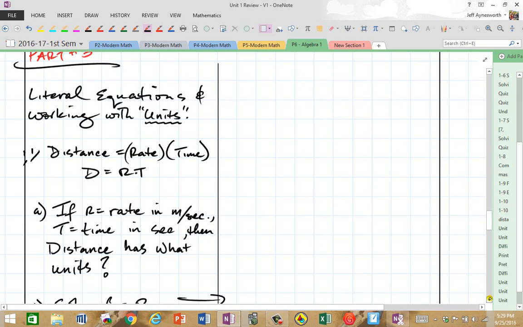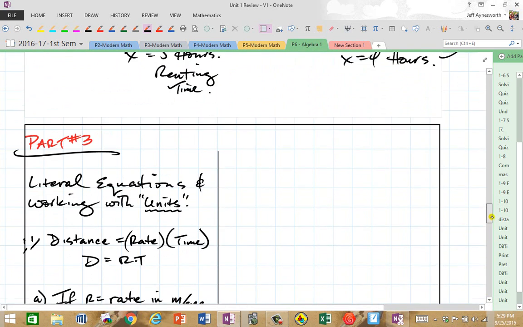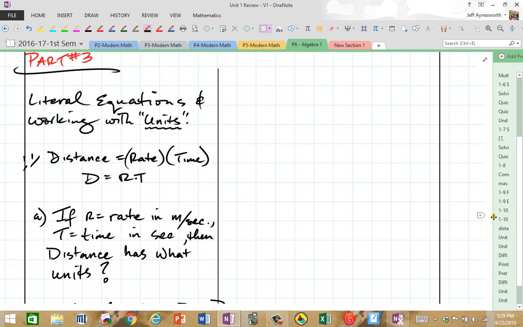Now let's get into part 3 here. We're halfway done, a little bit more than halfway because this part's short. Little equations and working with units.